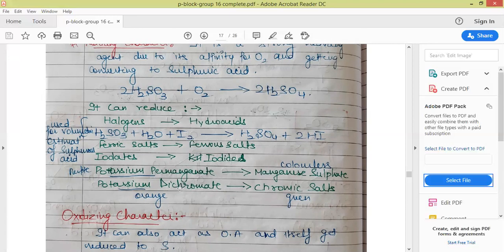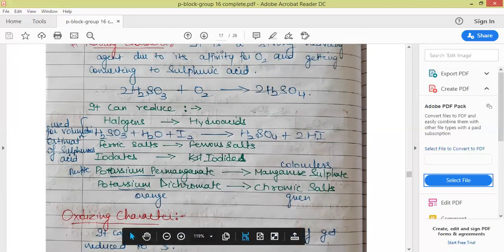p block elements. This reaction is important because halogens are getting converted to the corresponding hydroacids, and particularly in the case of iodine, this is used for the volumetric estimation of sulfurous acid in the laboratory. The reaction is H2SO3 in the presence of water. When iodine is reacted with sulfurous acid, we get HI. So this reaction is used for the volumetric estimation of sulfurous acid.